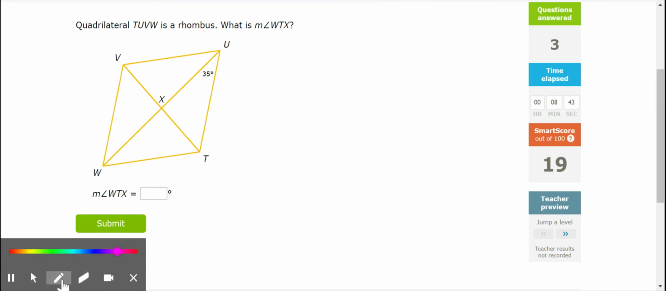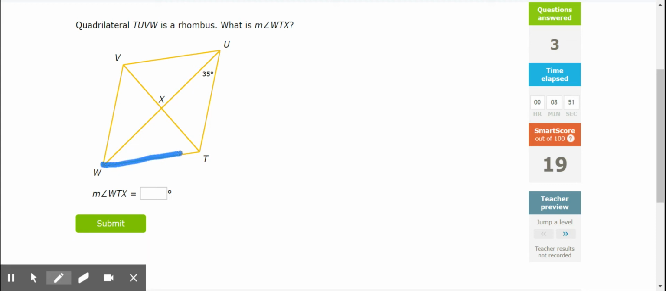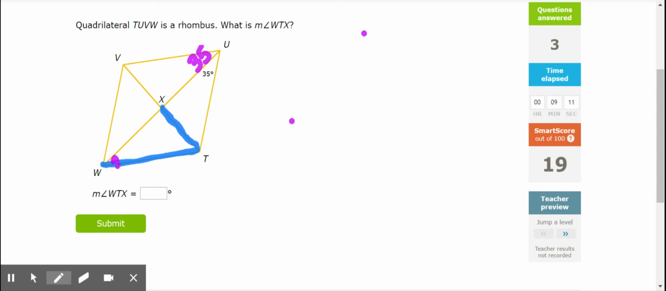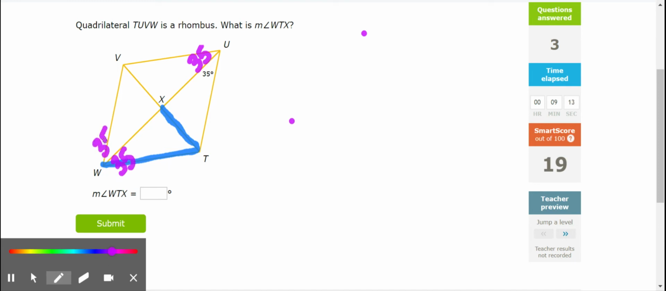This question is asking for the measure of angle WTX, so I need to do that first. WTX is going to be that angle that I've marked in blue. So let's try to do what we know so far. If this is 35, I know that this side is 35 because they're bisected, and I know these two across from them are 35 because opposite angles are congruent. And I also know that where the diagonals cross in the middle is a right angle.